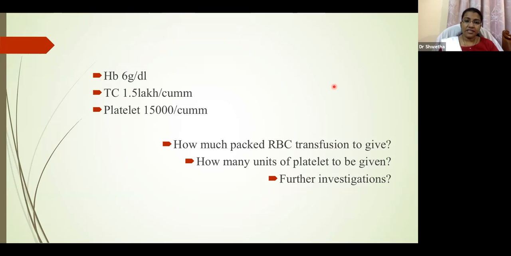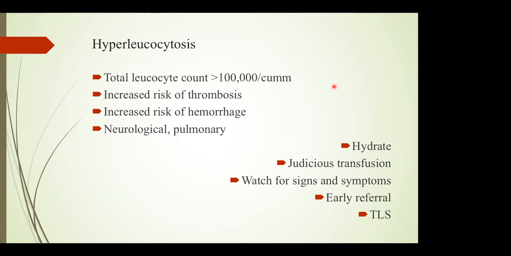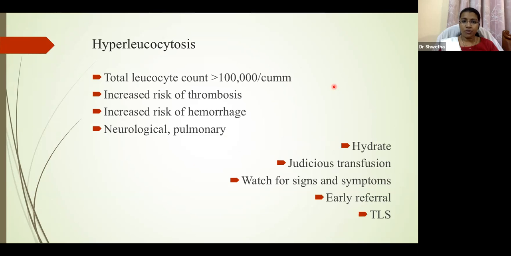So after the discussion of case 1, we know that patients who are having high counts are at risk of tumor lysis syndrome. So all the biochemical investigations that we have sent for case 1 will be sent for case 2 as well. And we will discuss further regarding the transfusion requirement. So now this patient has got hyperleucocytosis. The total leukocyte count is more than 1 lakh.